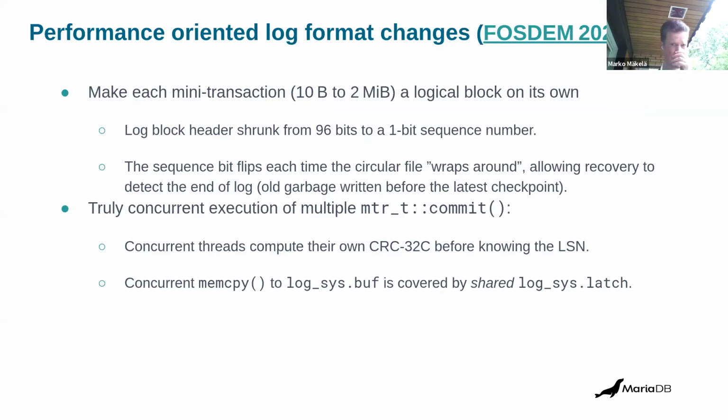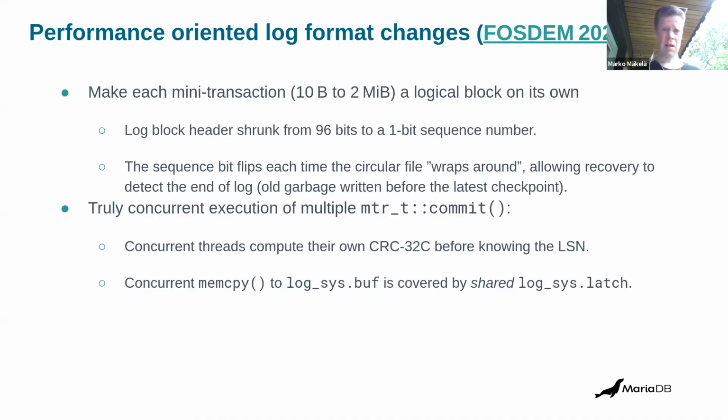I gave a talk about that at FOSDEM 2022. The basic idea is that instead of having these fixed size redo file blocks, we make each mini transaction a logical block on its own. Mini transaction size could range from about 10 bytes to the maximum size of 2 megabytes. I also managed to shrink the log block header from 96 bits to a single sequence bit.